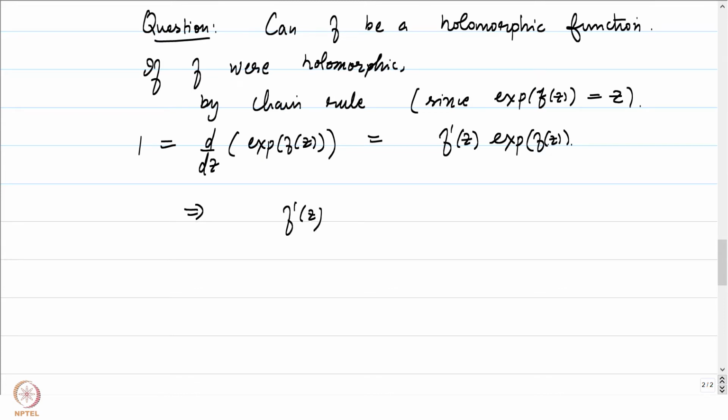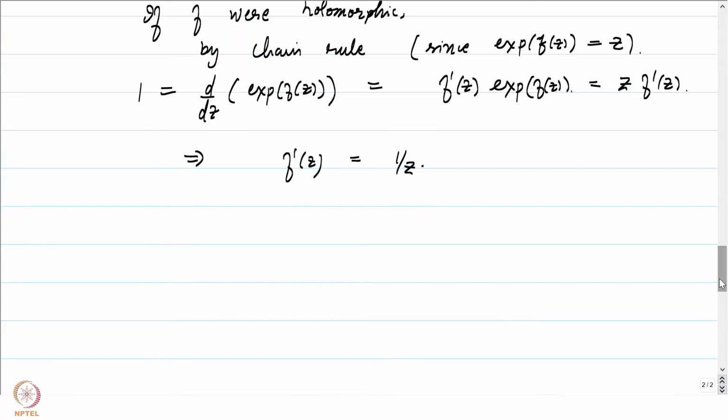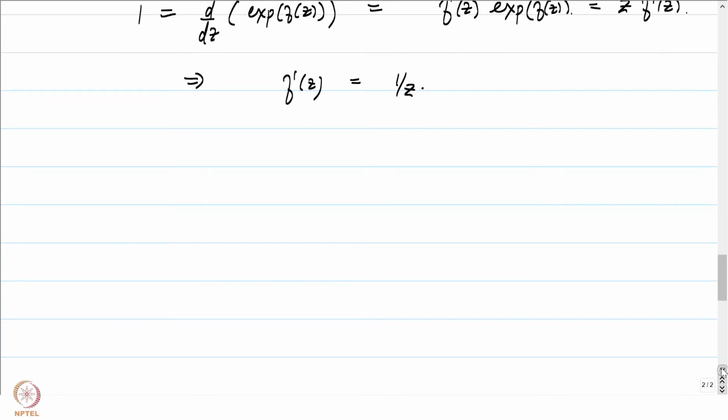So what is exp of f of z? That's just z, because f is a branch of the logarithm precisely, and this tells us that f prime of z is equal to 1 by z. And therefore, if we do have a holomorphic branch of the logarithm on C minus 0, what we managed to establish is that this function f is going to be the antiderivative of the function 1 by z defined on C minus 0.